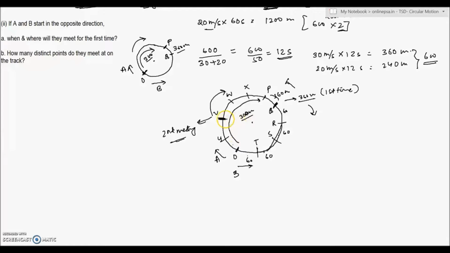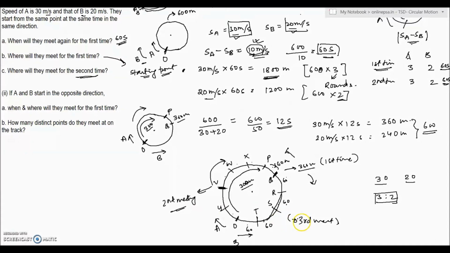Okay, now from V they start again and they will again meet at a point 360 meters in the direction of where A is traveling. 1, 2, 3, 4, 5, 6, right? So they will meet here. This is the third meeting time. And now this is the third meeting point at S, and A moves in this direction.